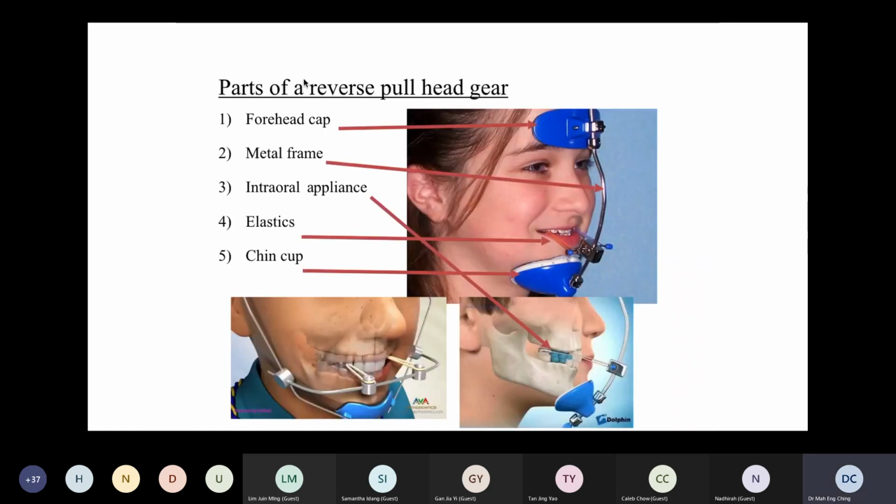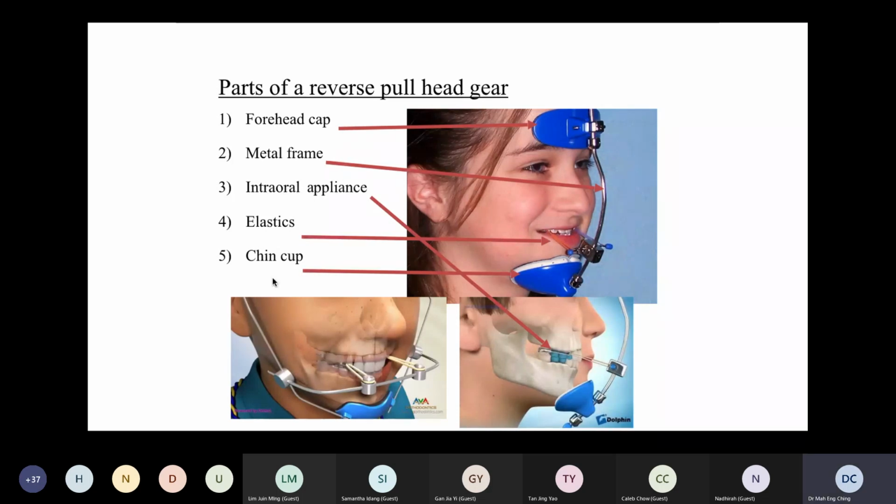So the parts of this reverse screw headgear, we have the forehead cap. Then we have a metal frame, which will connect these two components. Then, of course, we have the intraoral appliance, which attaches to the mouth or the maxilla. Mainly this one is made by this RME, rapid maxillary expander. Then we have the elastic attached from the bar to this RME.